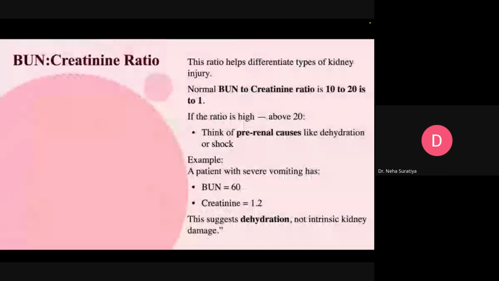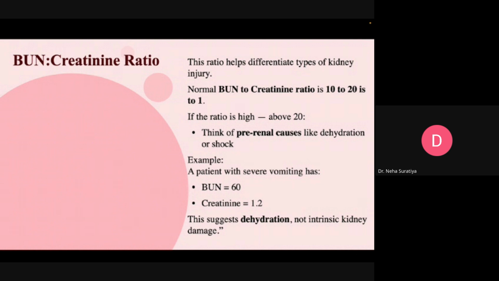Now, the BUN and creatinine ratio you need to be aware of. Both have a ratio as well. This ratio helps to differentiate types of kidney injury, what type of kidney injury a person is having. So the BUN to creatinine ratio is telling you what type of kidney injury the person is having. The normal BUN to creatinine ratio is 10 to 20 to 1. Okay, 10 to 20 is BUN, and 1 is the creatinine.